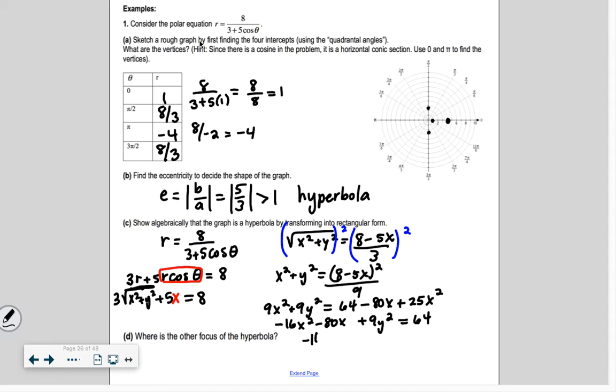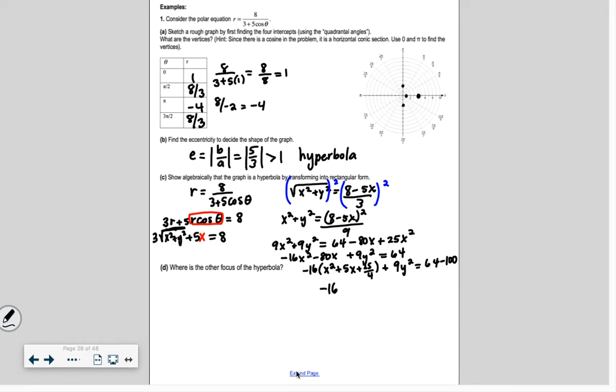So if we complete the square and we pull out that 16, we're going to have x squared plus 5x, and we're going to have plus 9y squared equals 64. We would get that 25 over 4 number. Ooh, gross. I should have given you nicer numbers for sure. And if I take that negative 16 times 25 over 4, see how the 16 and 4 reduce out? So I'm going to have what? Negative 100? That's what I'm adding to this side. So I end up getting negative 16 parentheses x minus 5 over 2 squared plus 9y squared equals negative 36.